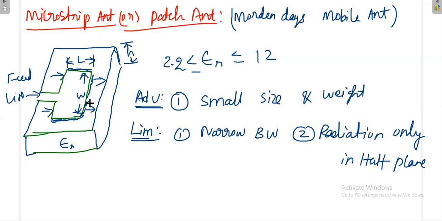Radiation only in the half plane. Now you are having a plane. Above the plane only it will radiate, or from above the plane only it will receive. Below the plane it will not radiate or receive. That is the limitation of this one.